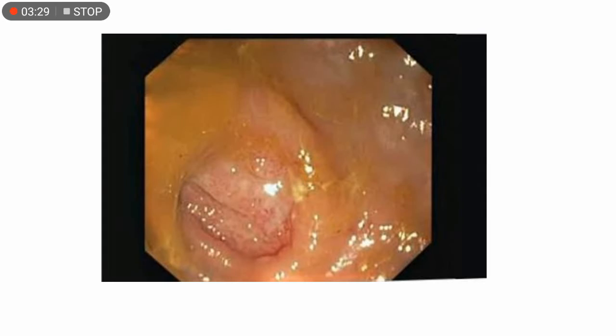This is a picture which is seen in sigmoidoscopy. Sigmoidoscopy can be done using either a rigid or a flexible sigmoidoscope. We can see a flask-shaped or a collar-shaped ulcer. It's called a collar stud ulcer.